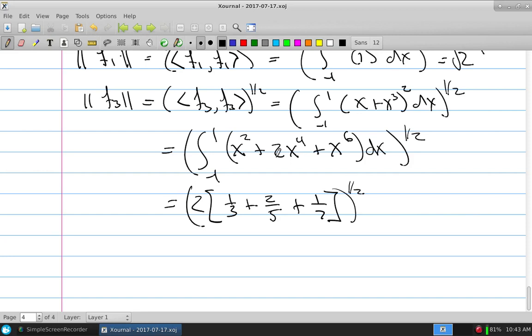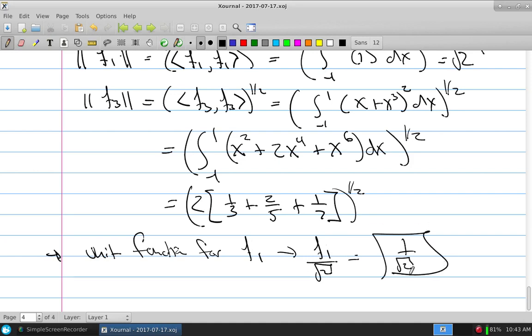So those seem to be some odd lengths, right? But we can calculate them. How could I turn this into a unit function? If I make it a unit function for f1, it would be just simply f1 over square root of 2, which is 1 over radical 2. So you can make unit vectors, it's a unit function. It's just its function divided by its own length.